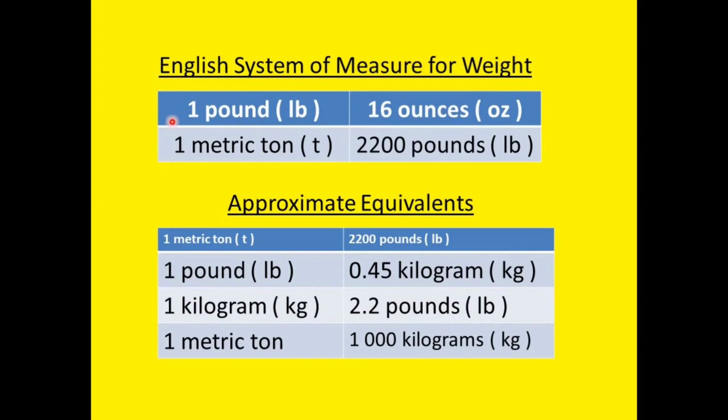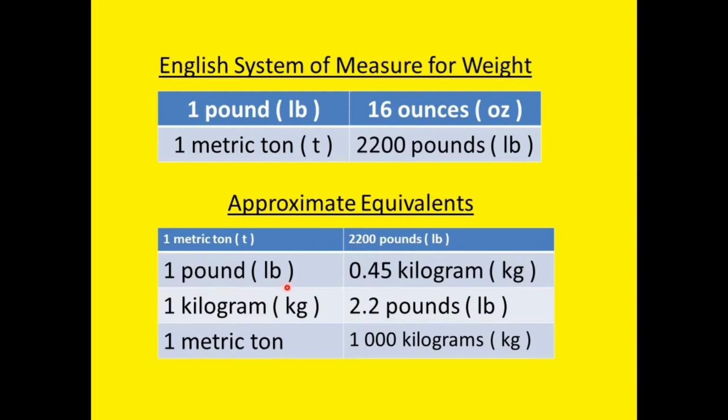Then English system of measure for weight. So we have 1 pound. In symbol we have LB. That's equivalent to 16 ounces or OZ. In 1 metric ton or T, that is equivalent to 2,200 pounds. Approximate equivalents. 1 metric ton, again, that is 2,200 pounds.